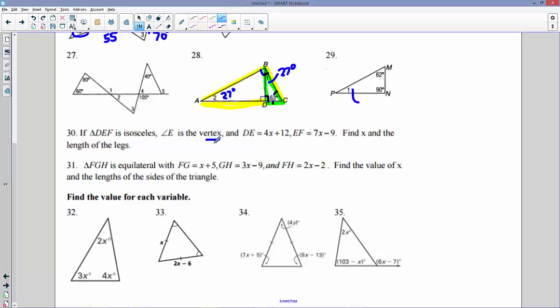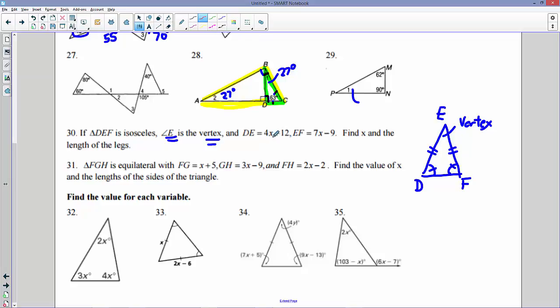So a vertex angle is the top angle of an isosceles triangle. So if we're drawing a picture of an isosceles triangle like this, the vertex is this angle. It's the angle that's not congruent to the other angle, right? Like necessarily anyway. So this is called the vertex angle. So the whole key to this problem is that E is the vertex. So for DEF, you have to put E up here. And then D and F can go in either place, doesn't matter which one.